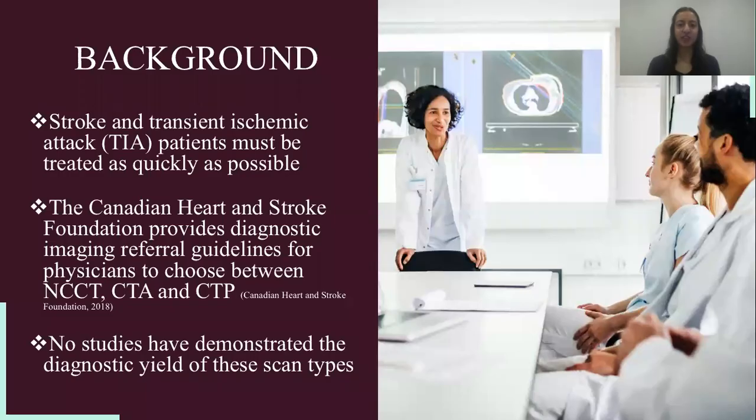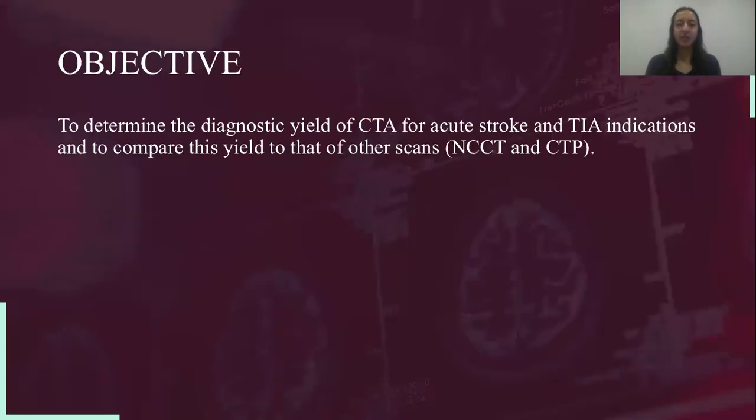It is important for physicians to detect and treat strokes as quickly as possible in order to avoid brain damage. To aid with rapid detection, the Canadian Heart and Stroke Foundation has developed diagnostic imaging referral guidelines with the goal of improving the efficiency with which physicians are able to choose between NCCT, CTA, and CTP. However, no studies have demonstrated the diagnostic yield of these scan types. Therefore, our objective was to determine the diagnostic yield of CTA for acute stroke and TIA indications and to compare this yield to that of other scan types.